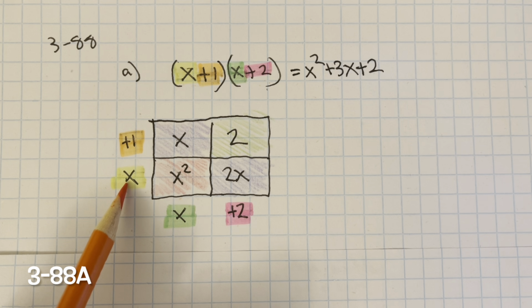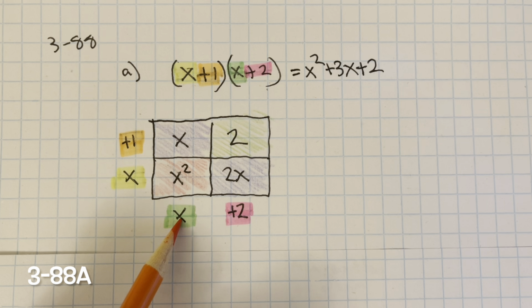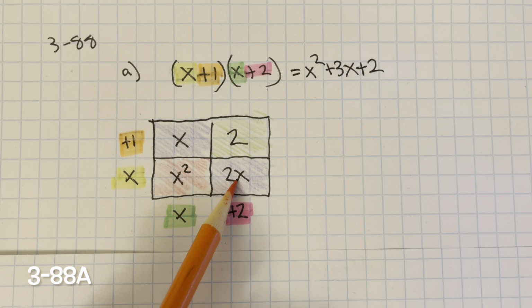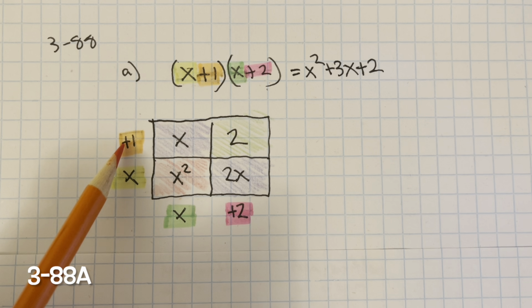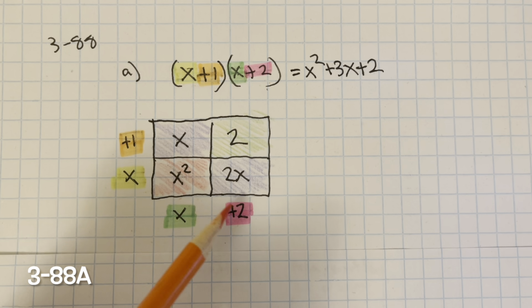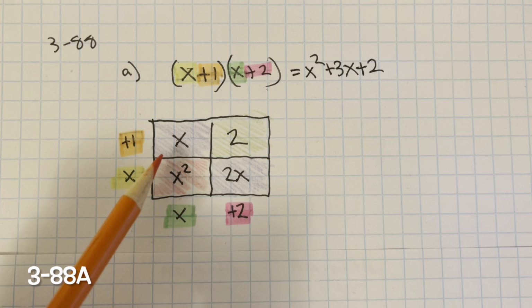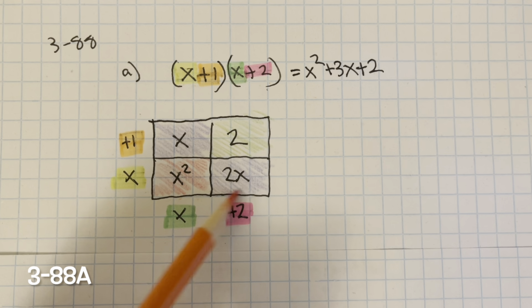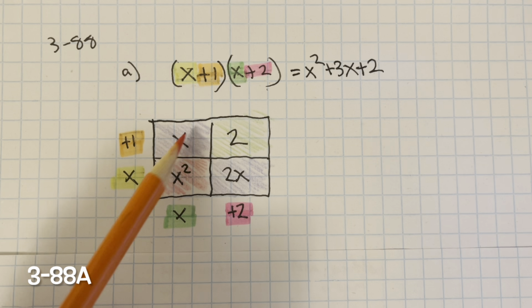So we're going to go ahead and multiply these two terms. X multiplied by x is x squared. X multiplied by 2 is 2x. Then we're going to go to the second term. 1 multiplied by x is x. 1 multiplied by 2 is 2. And now we have the area written as a sum.